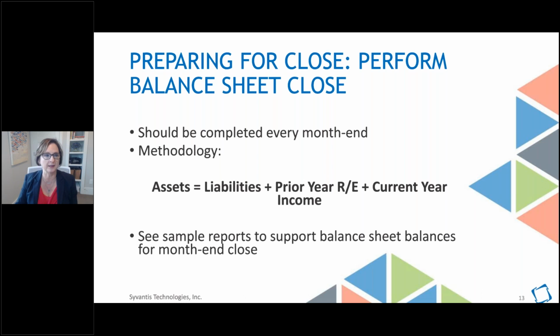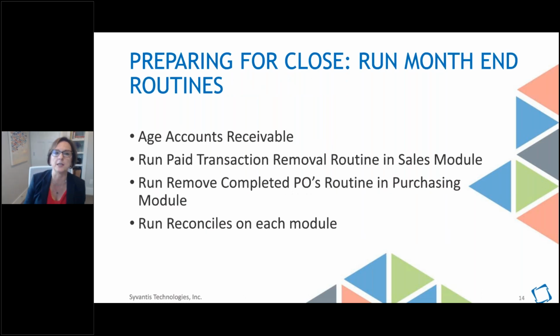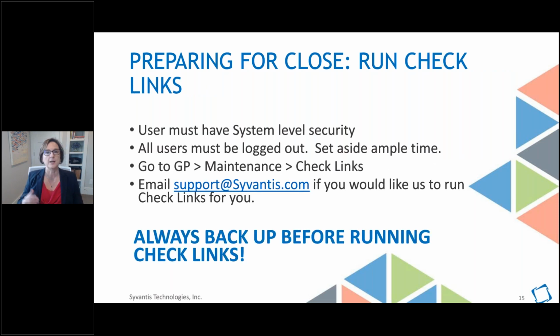So you'll do that. The next thing you'll do is run month-end routines. So you need to age your accounts receivable. You need to run paid transaction removal in the sales module. You need to run the remove completed POs routine in purchasing, and then run reconciles on every module. This is just a good time to clean up all of your data. Now, the last thing that you should do, again, for data cleanup, is run check links on everything.